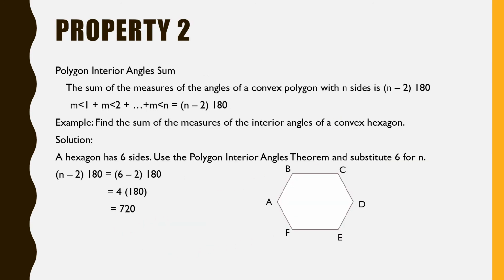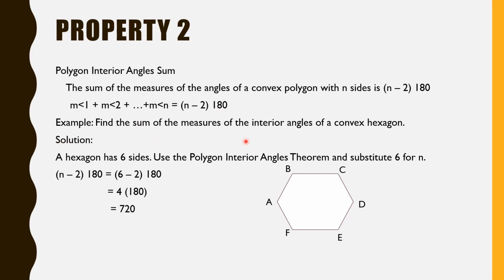Okay? So property 2, we have the polygon interior angle sum. Again, the sum of the measures of angles of a convex polygon with n sides is n minus 2 times 180, or which is the measure of angle 1 plus the measure of angle 2 plus so on and up to measure angle n is equal to n minus 2 times 180. So, the same formula that we gave earlier.